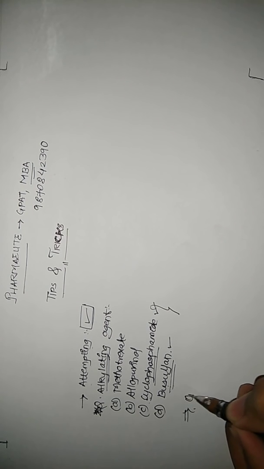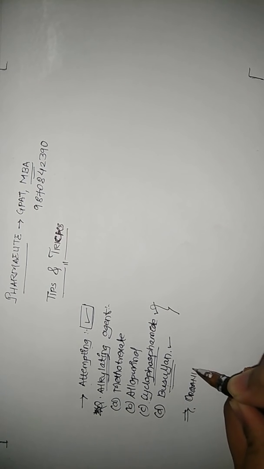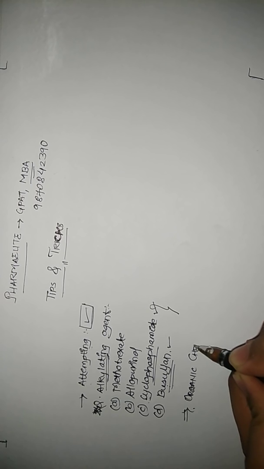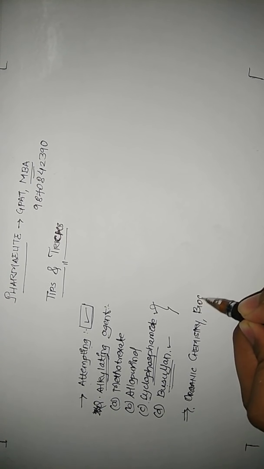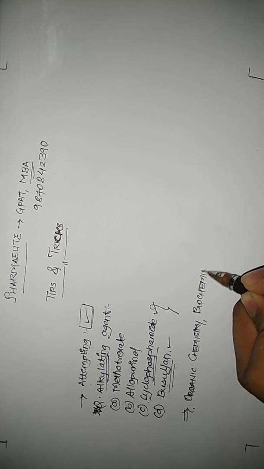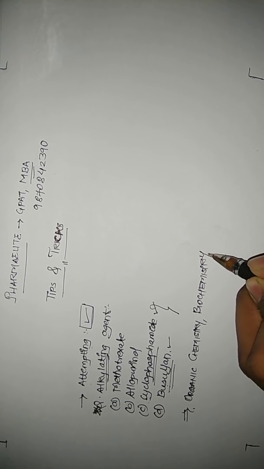This is the scoring area. On the other hand, as I said, the Gpat paper will have a lot of organic chemistry questions, name reactions and all. At the same time, it has a lot of biochemistry questions as well, amino acids and all. So if you are thorough with these two parts, try and attempt the questions of these sections first.